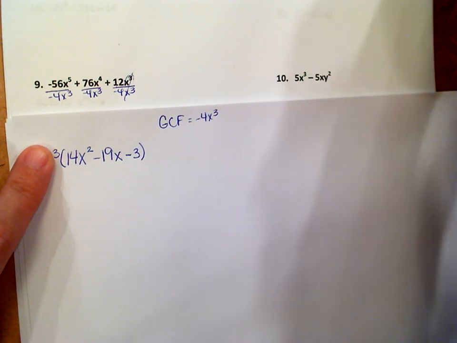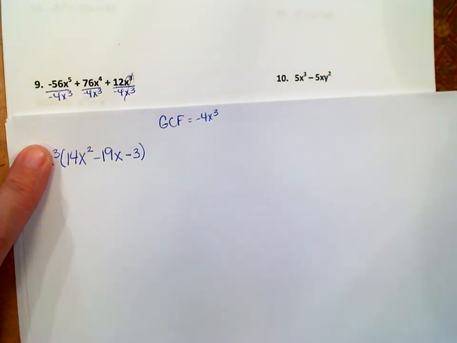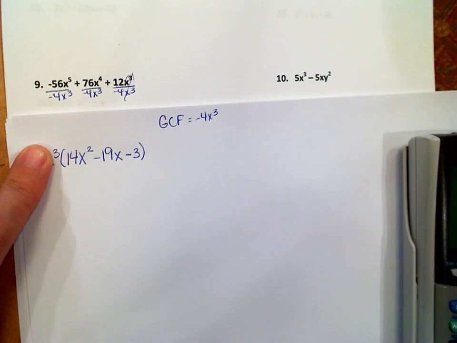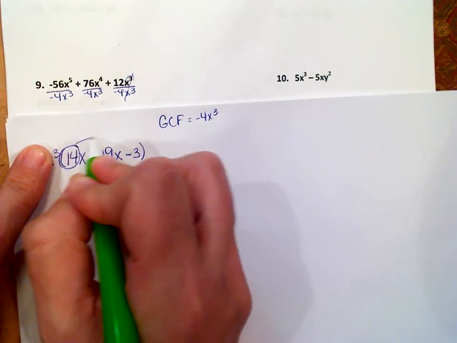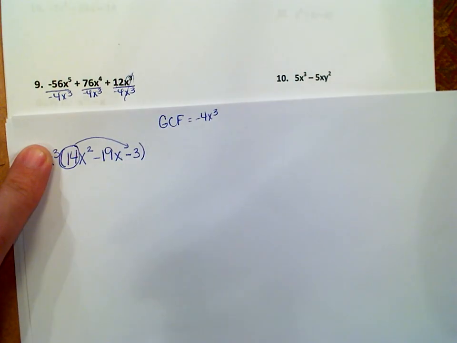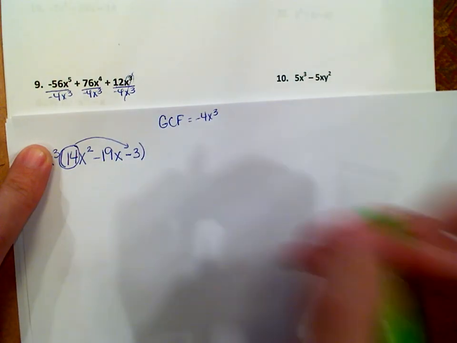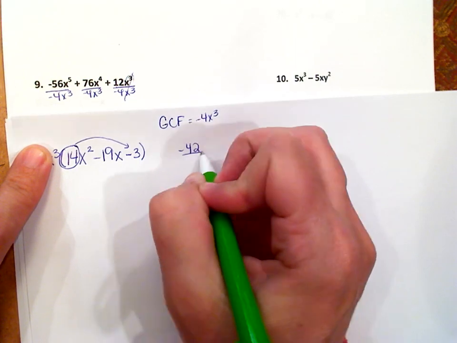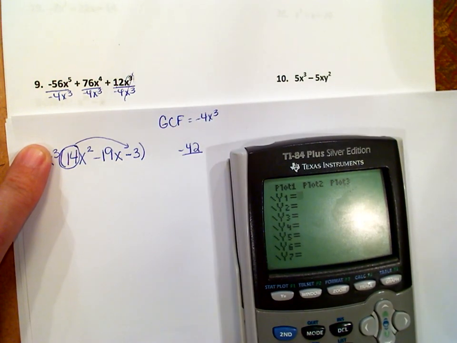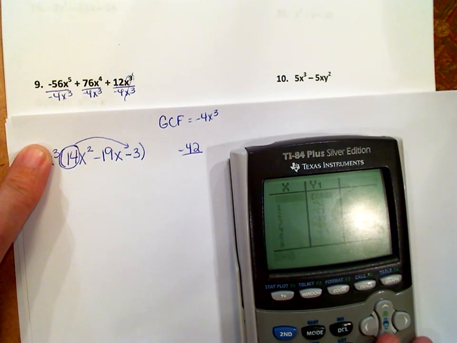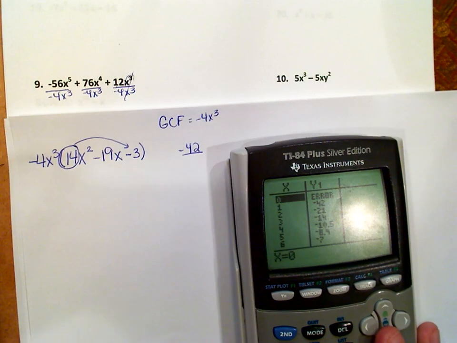Since a is not 1, you're going to have to use the bottoms up method. So the first thing you're going to do is multiply 14 times negative 3. And that gives you negative 42. So then we're going to use our calculator, and you're going to type in negative 42 divided by x. And we can go through our table and find the pair of factors that gives us negative 19.